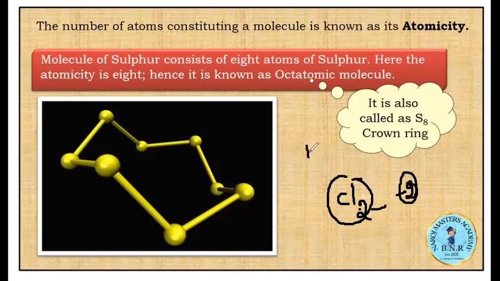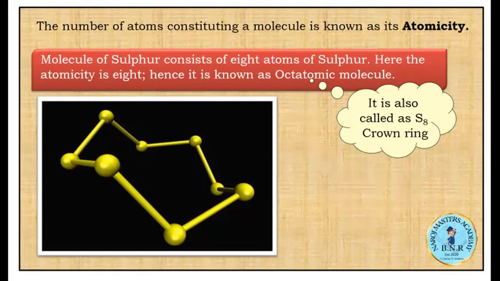Is it right? Fluorine is also F2, fluorine gas, with atomicity 2. Oxygen, O2. Is it right? So we can identify atomicity now. Now I think we are good at atomicity.